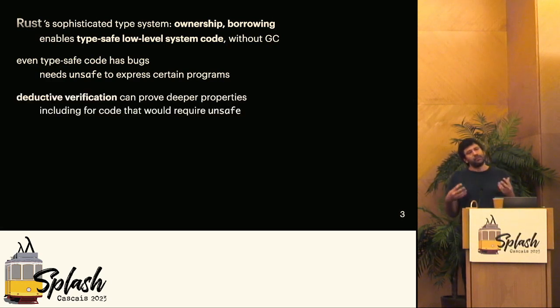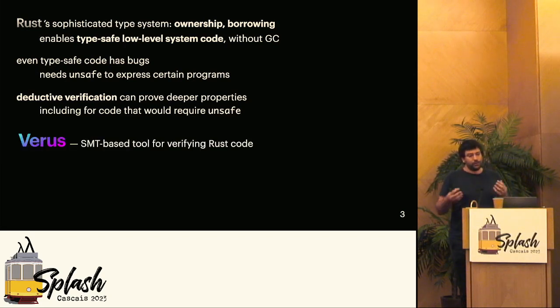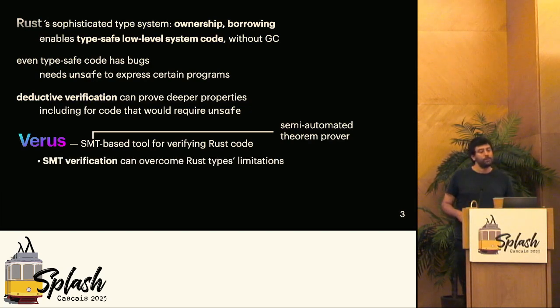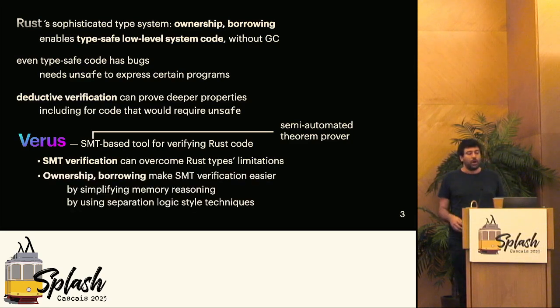Deductive verification is something that can prove deeper properties about code, as you can imagine, and we'll see how that includes code that would otherwise have required the unsafe keyword in Rust, which lets us break out of the ownership discipline. So I'll talk about Verus, our new SMT-based tool for verifying Rust code. With SMT, we're going to use the solver as a semi-automated theorem prover, like other tools of the same family do. But we'll see how SMT verification can also help us overcome the limitations of the Rust type system, and how ownership and borrowing can make SMT verification easier itself.